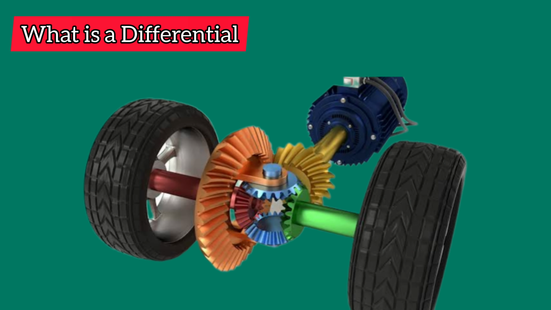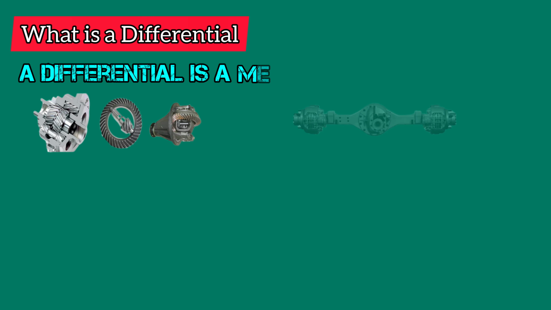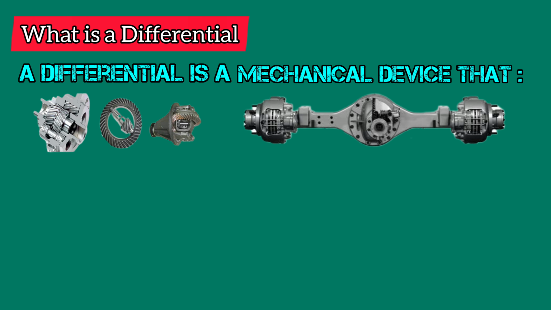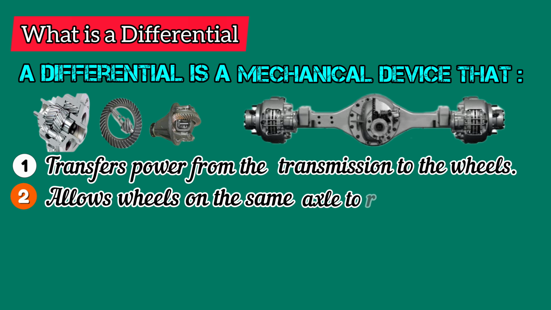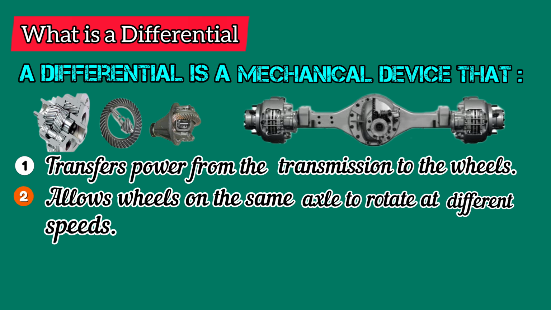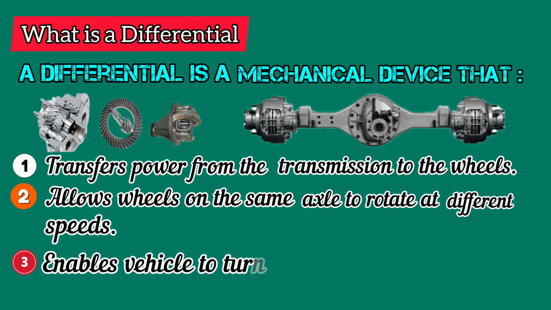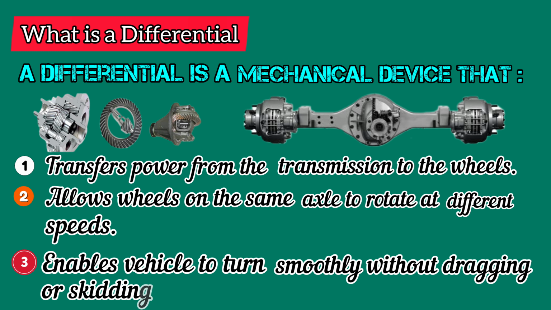What is a differential? A differential is a mechanical device that 1. Transfers power from the transmission to the wheels. 2. Allows wheels on the same axle to rotate at different speeds. 3. Enables the vehicle to turn smoothly without dragging or skidding.